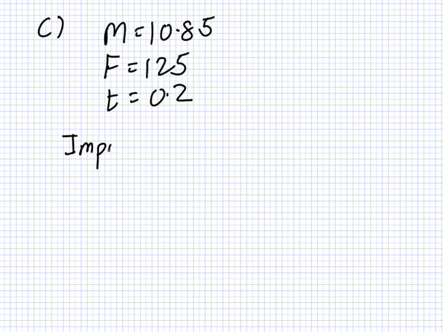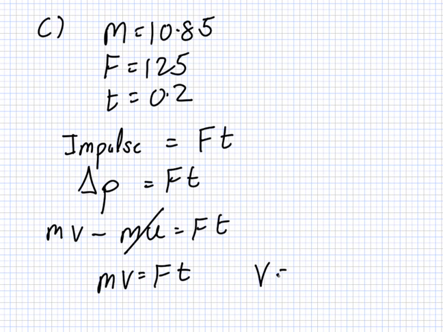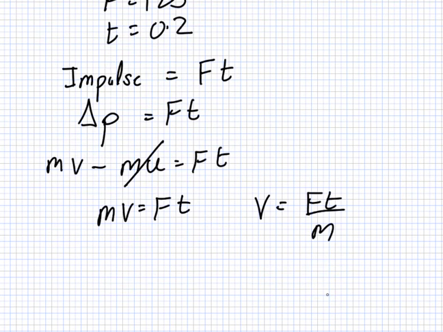Which one? F equals m a? Very good. You should use the formula impulse equals Ft. Because what's impulse? The change in momentum. And what's momentum change? That's mv minus mu equals Ft. But if it starts at rest, what's u? 0. So then you get mv equals Ft. So then you get v, which is what they want, is Ft over m.